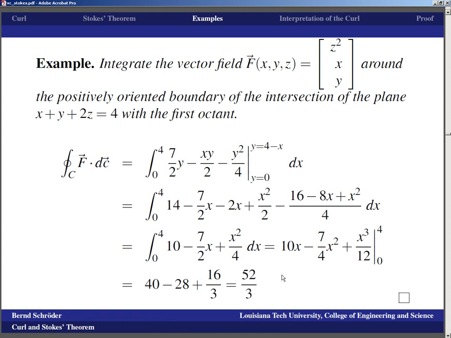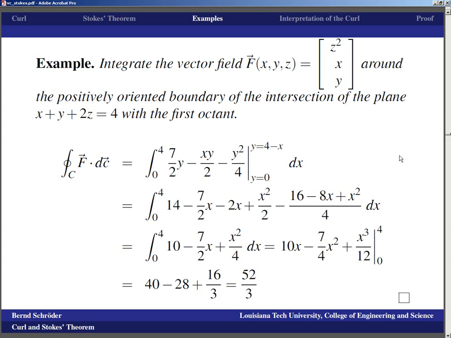This vector field actually net rotates around the positively oriented boundary of this triangle, so it sort of rotates also around axes through this triangle that are parallel to the z-axis. So this certainly is a vector field that has some kind of curl, some kind of vorticity.